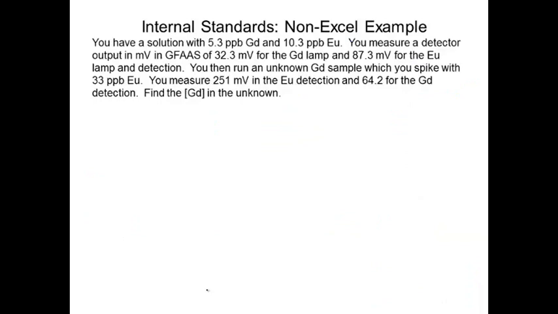This is a really similar problem, so I would encourage you again to stop the video and try to do it yourself. The basic formula, just like last time, is going to be the signal of gadolinium, because that's going to be our unknown, so it's just convention to put that on the top, divided by the signal for europium. That's going to be equal to some other F factor unique to this experiment, times the concentration of gadolinium over the concentration of europium.